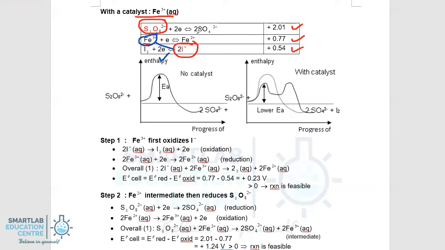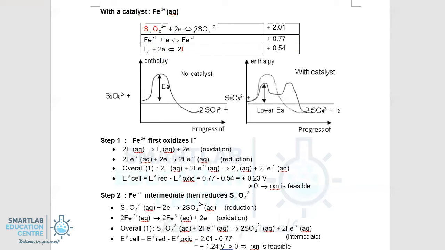During this redox reaction, Fe2+ is produced. With the production of Fe2+, peroxodisulfate can now behave as an oxidizing agent to oxidize Fe2+ to regenerate your Fe3+. In this case, the standard cell potential will be 2.01 volts minus 0.77, which will also be greater than 0 volts. And that is how a transition metal like Fe3+ operates as a homogeneous catalyst.